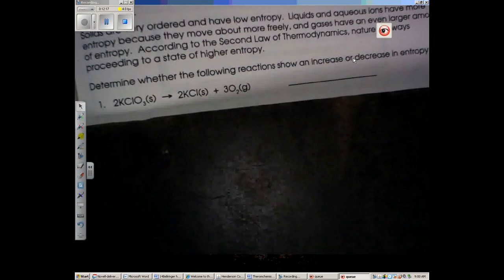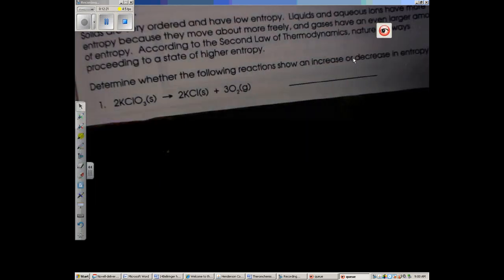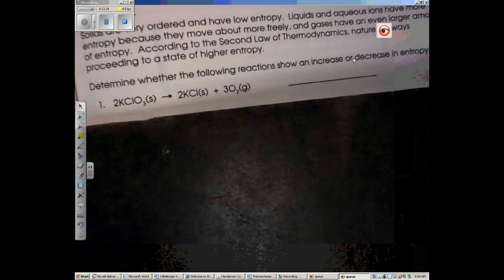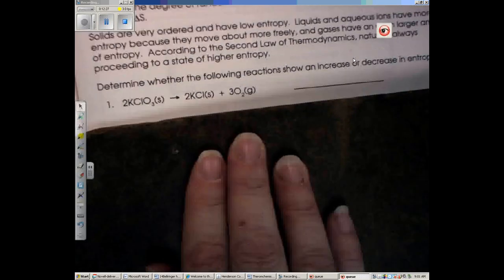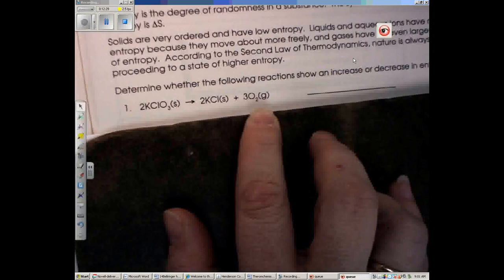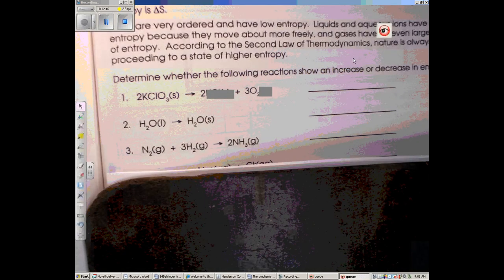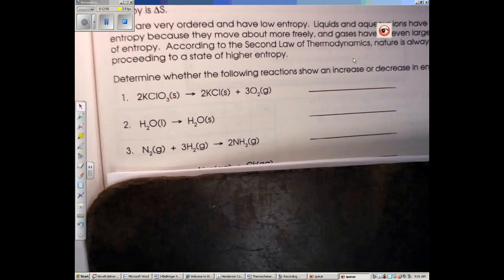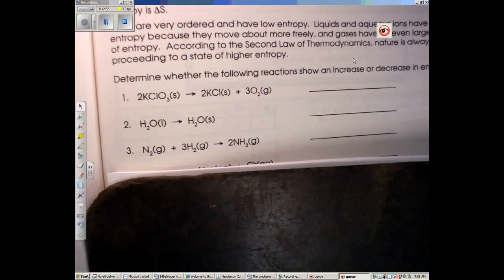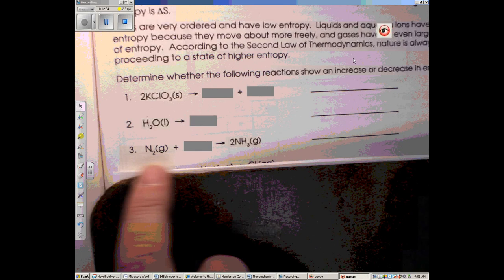Okay. Is delta S going to be positive or negative? Going to more disorder because we're going from a solid to a solid and a gas. All right, let's look at this next one. What's the sign of delta S? Negative. We're going to more order because we're going from a liquid to a solid. Okay, more order, so delta S is negative because we're going from 4 moles, 1 plus 3, to 2 moles.